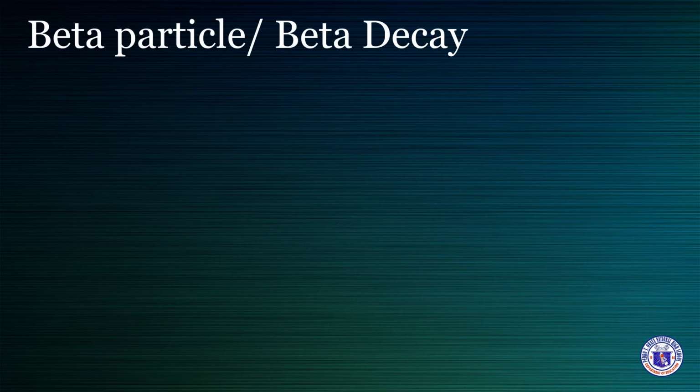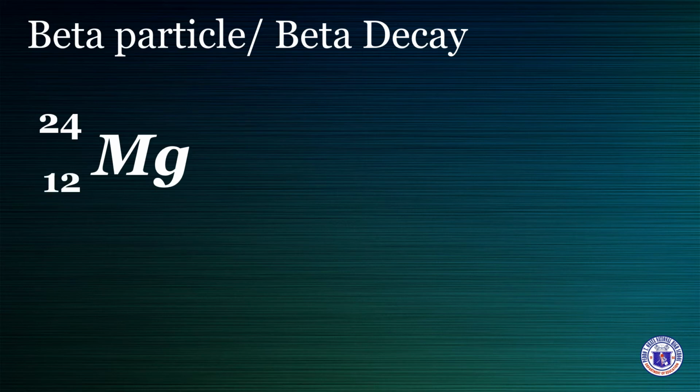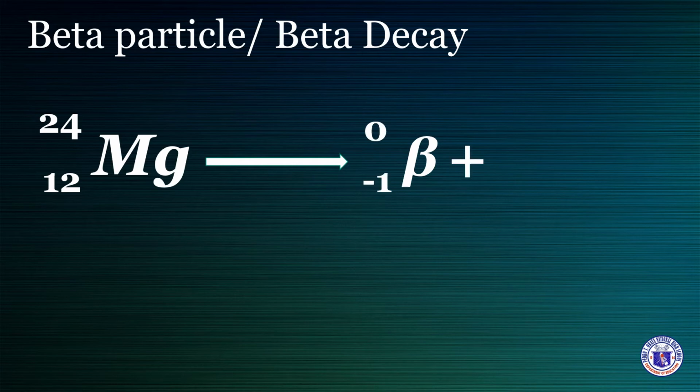Next we have beta particle or beta decay. Let us have magnesium again as our example. How about if this element will undergo beta decay? Again, magnesium has a mass of 24 and a charge of 12. Beta decay has 0 mass and a charge of -1. Again, let us balance the mass and the charge to know what is the new element that is formed.